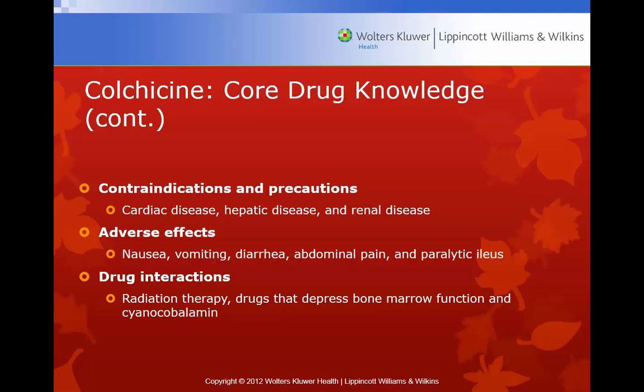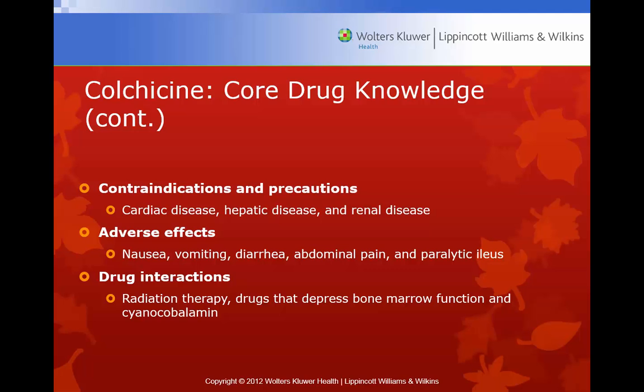Contraindications and precautions. Colchicine is contraindicated in cardiac disease, hepatic disease, and renal disease because these patients are at risk for developing a cumulative toxicity. Other people who are at risk for cumulative toxicity are elderly or debilitated patients, and they should just be monitored closely. It's not a contraindication in those patients. It's more so just a precaution, but it is contraindicated in cardiac disease, hepatic disease, and renal disease. Adverse effects: nausea, vomiting, diarrhea, abdominal pain, and paralytic ileus.